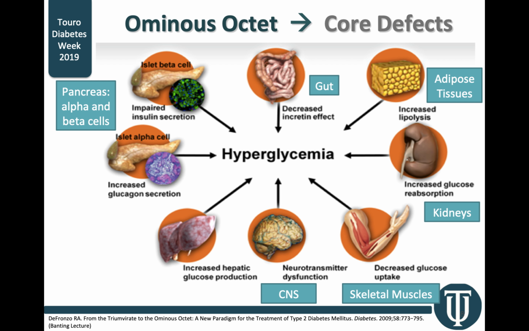The next is our central nervous system. We might see some neurotransmitter dysfunction, which then would lead to hyperglycemia. And our last organ is our liver, as I mentioned earlier. You will see more glucose being produced from the liver. And ultimately, all these components will lead to hyperglycemia, which is what we see in type 2 diabetes.